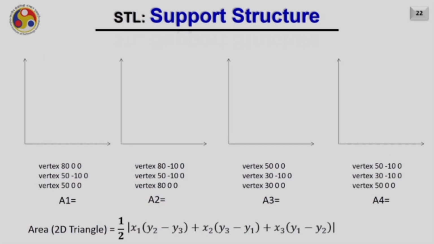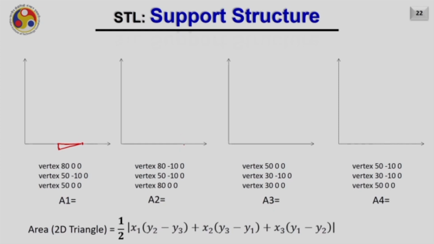Therefore, you will have the 4 vertices, those will look like this: 80, 0, 0. So let me draw that point correspondingly: 80, 0, 0. Then 50, minus 10. So 50, minus 10, assume it is here, and then 50, 0, 0. So this is the projected triangle. In a similar fashion, we can do it for all the vertices.